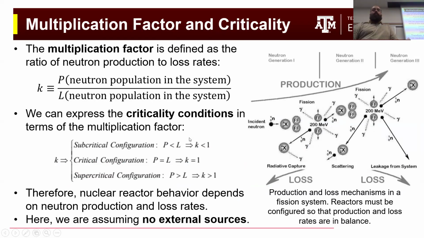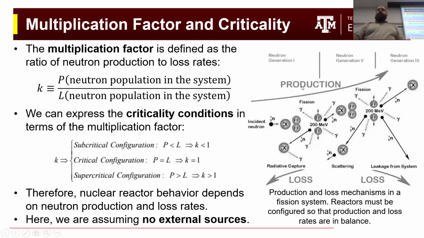If K is less than 1, it means that my losses are greater than my production, and so I have a subcritical configuration. If these are exactly balanced, then I have a critical configuration. And if my production is greater than my losses, then I have a supercritical configuration. When we talk about criticality, we are assuming that there are no external sources, and we're just looking at how the population evolves in the presence of no sources.